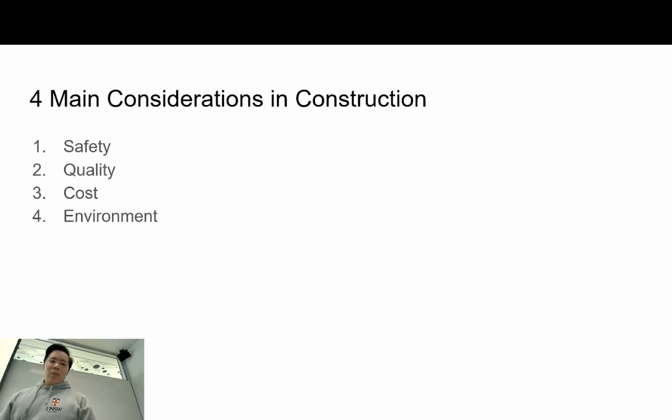Okay, so 4 things that we need to consider in construction are safety, quality, cost, and environment. So these things are important because we want to make sure that things are built to spec and also are as cheap as possible, okay? So in engineering, you're trying to kind of min-max the cost of things, right, and make sure that it doesn't collapse, essentially, okay?